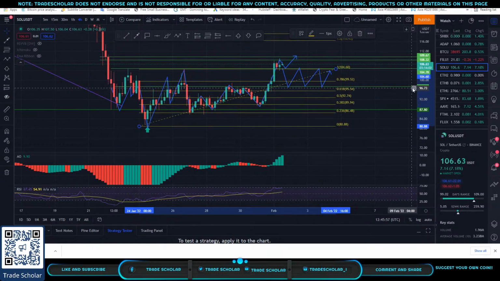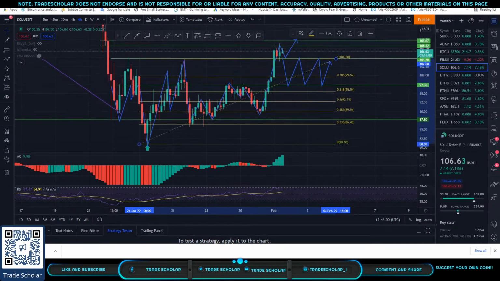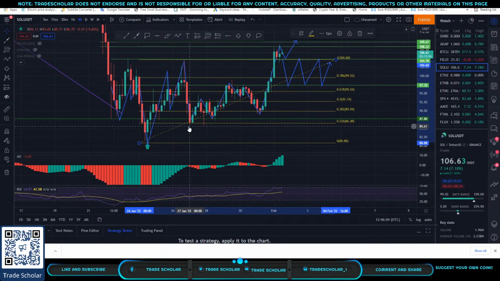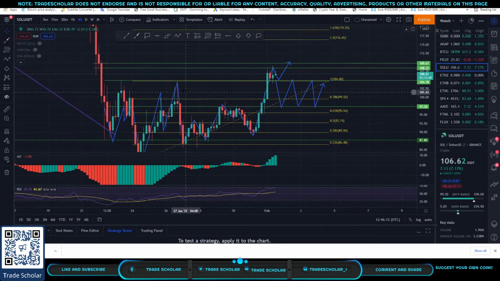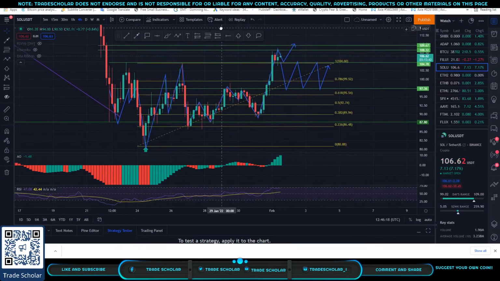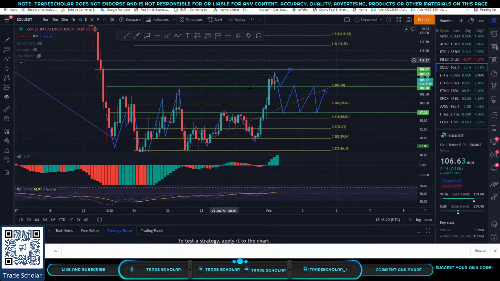Sorry. Okay, so we have touched the point 236. Then we went up to the upside. We supported in 0.382. Then we bounced to the upside. We passed the 1, and then we are targeting right now the 1.618. Okay, so how are we going to trade this one?